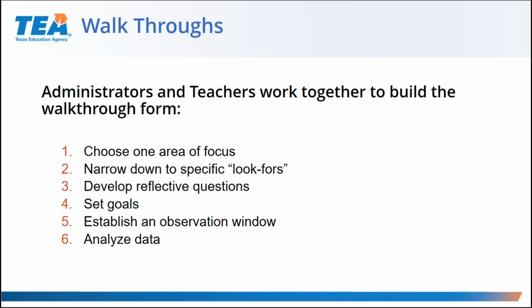You'll then want to come together to decide what are our goals. So you'll establish a walkthrough period. So maybe it's a month of time, and you'll decide what do we hope in this month to see. And with that, you'll establish that observation window, and you'll make time for both administrator and peer walkthroughs. And they will be looking for the specific look-fors, and then you'll come back together to analyze the data.